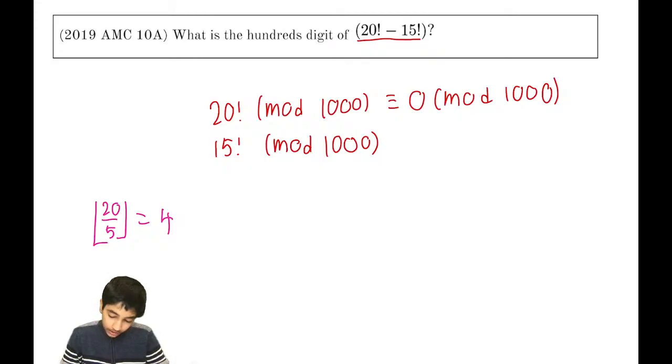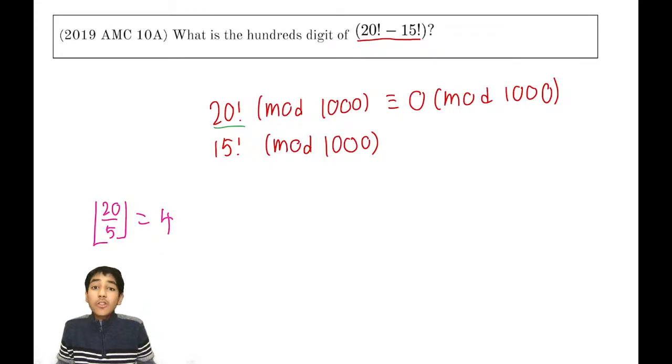So we can clearly see that 20 factorial is a multiple of 5 to the power of 4. And if 20 factorial is a multiple of 5 to the power of 4, it's also clearly going to be a multiple of 2 to the power of 4, since 20 factorial has way more than 4 factors of 2. So now we know that 20 factorial will have 4 factors of 5 and way more factors of 2. So 20 factorial is clearly a multiple of 1000.